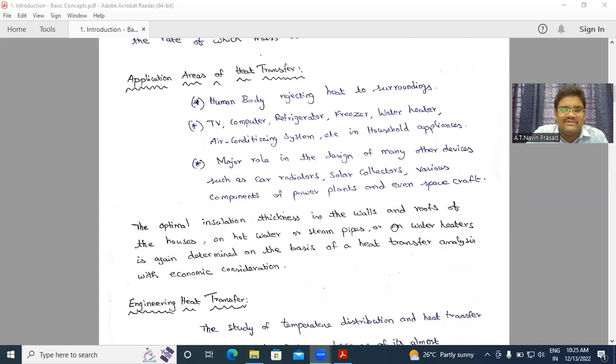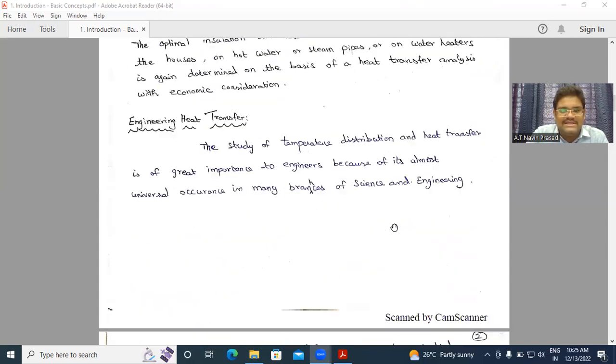So engineering heat transfer. What is engineering heat transfer? In engineering heat transfer, you are going to study the temperature distribution and the heat transfer with greater importance. So engineers need to calculate the temperature distribution and the heat transfer, which occur universally in many other branches of science and engineering.